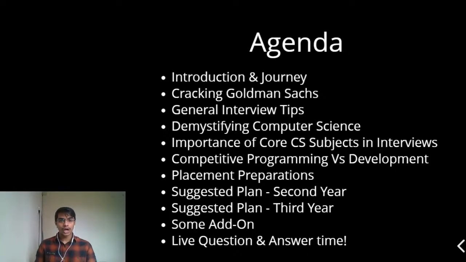So the agenda for today is: I'm going to introduce myself in short and my engineering journey of 4 years. After that, I'm going to talk about my Goldman Sachs interviewing experience and how I cracked it. After that, I'll be giving some general interview tips, applicable for Goldman Sachs as well as any company. They're generic tips for interviews. After that, demystifying computer science and the importance of core CS subjects in interviews.